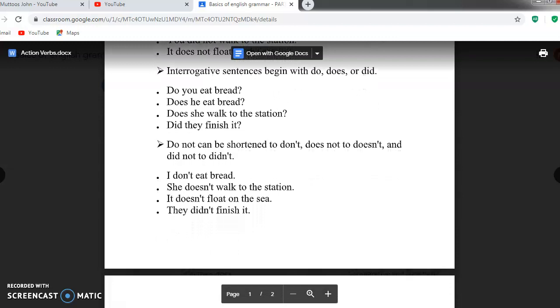Here, do not can be shortened to don't. Does not can be shortened to doesn't. And did not to didn't.